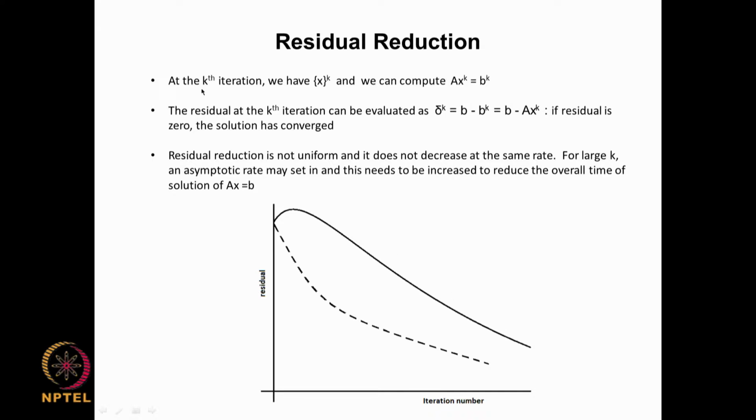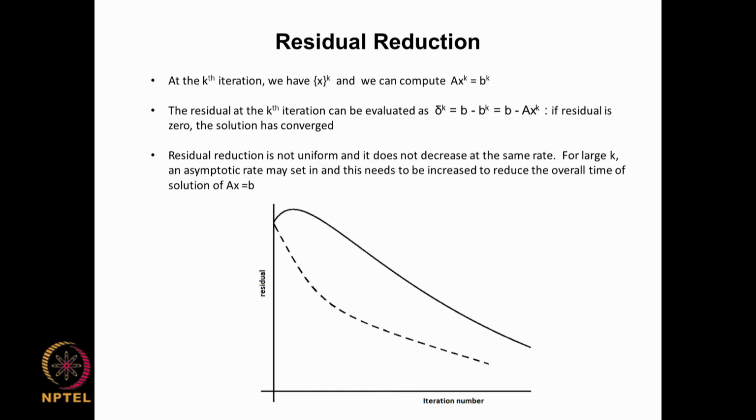Okay. So here we have at kth iteration we have xk, and we can compute A xk equal to bk, and then we define this residual k. And residual reduction is not uniform, it does not decrease at the same rate along with iteration number, but one can do some mathematics and say that it is governed by the eigenvalues of the iteration matrix, and these eigenvalues are going to be some are going to be large and some are going to be small.